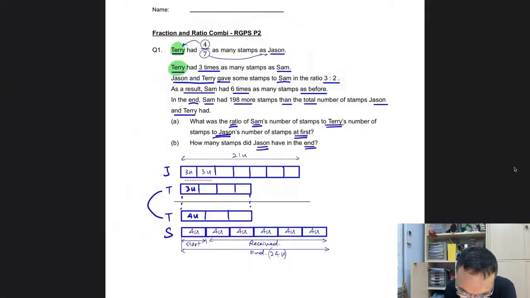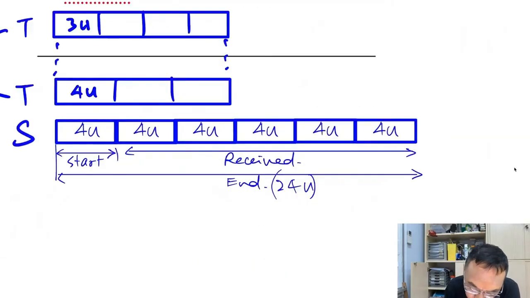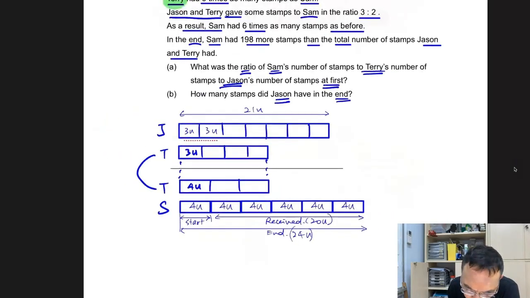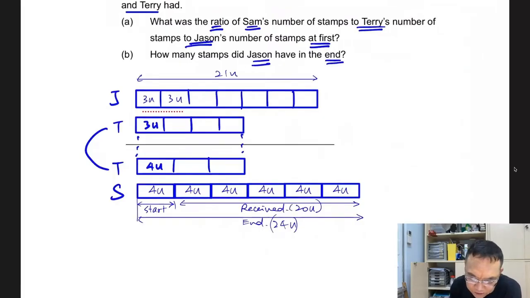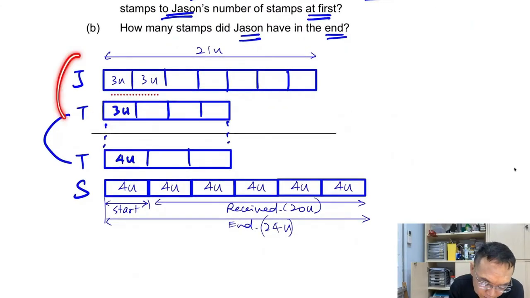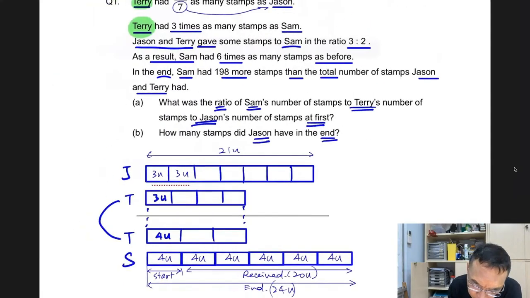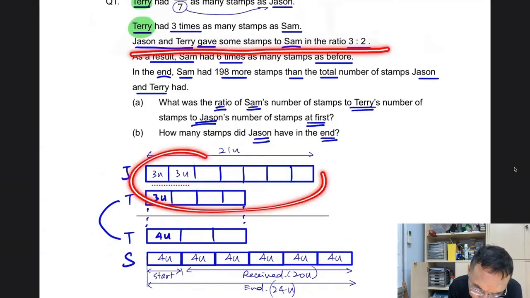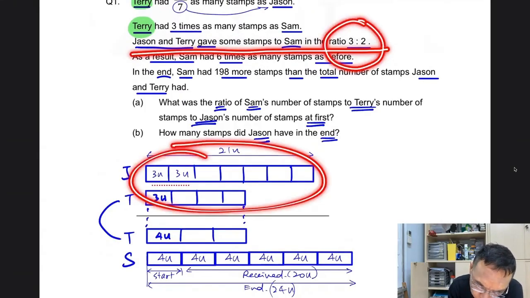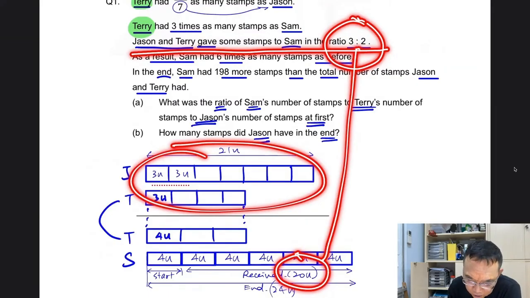Very good. So, this is 20 units. This is what he received, right, Sam? So this is 20 units. This 20 units was received from these two people in this ratio. Here, you read this. Came from here. The ratio is 3:2. This 20 units is the 3:2. Because that is what Sam received, which means that this is what Jason and Terry gave.